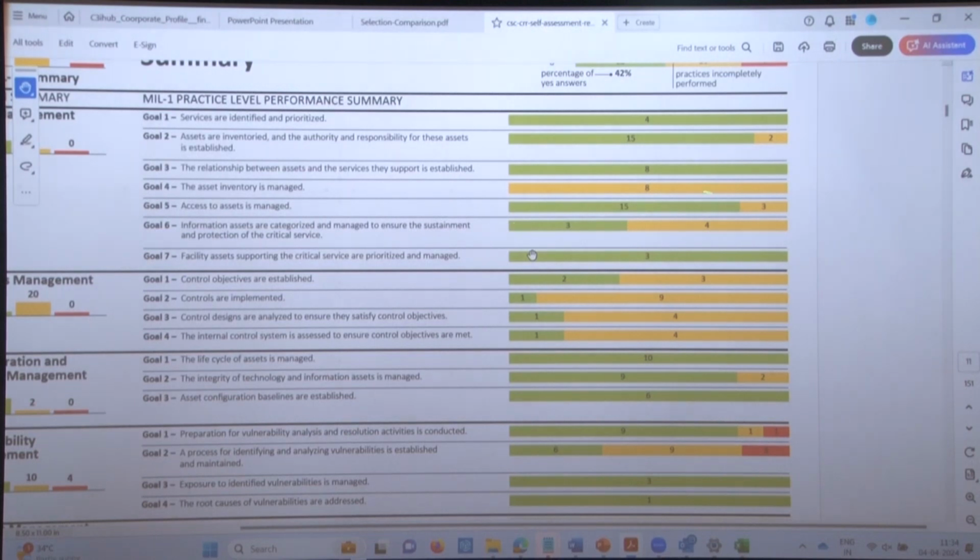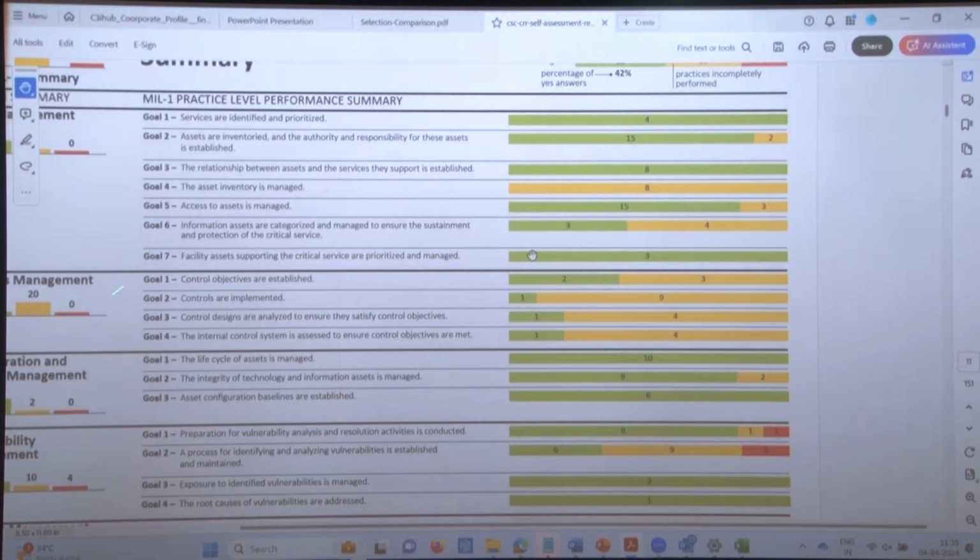Access to assets is managed. This is almost there, but there seem to be some cases where this is not proper. Some practices seem to be missing. And then information assets are categorized and managed, like which one is critical, which one is not critical, and so on. That seems to be a little bit lacking. And the facility assets are prioritized and managed. That seems to be fine. So you see that in asset management, we are yellow because the domain will get the color that is the lowest color of all the different goals, right?